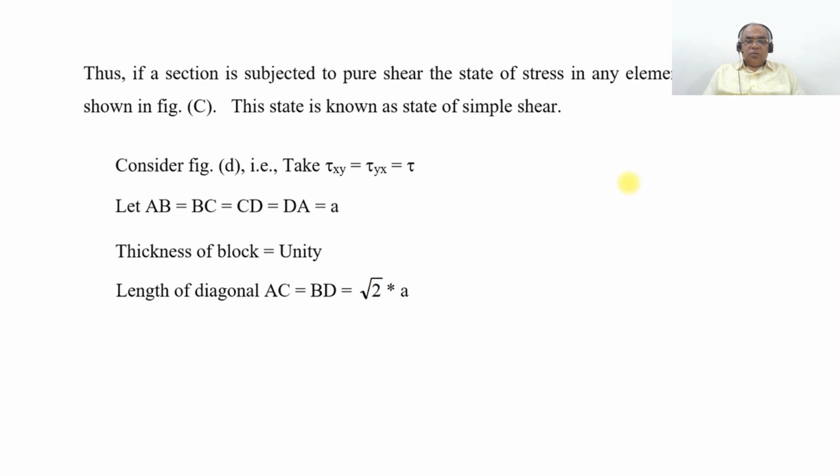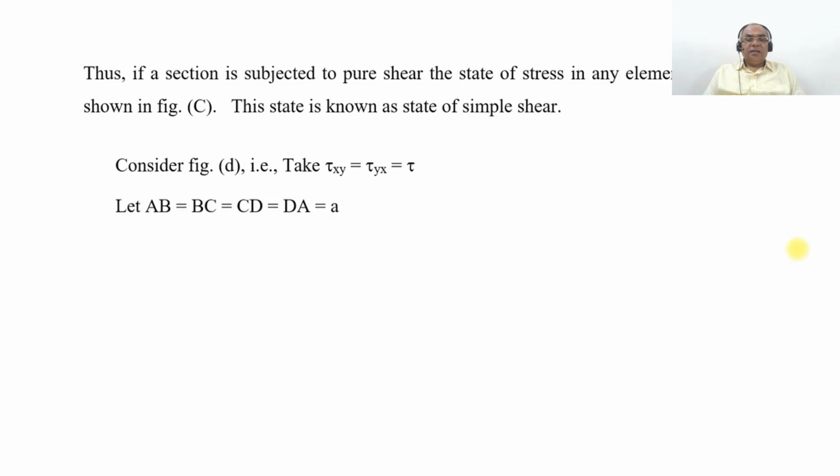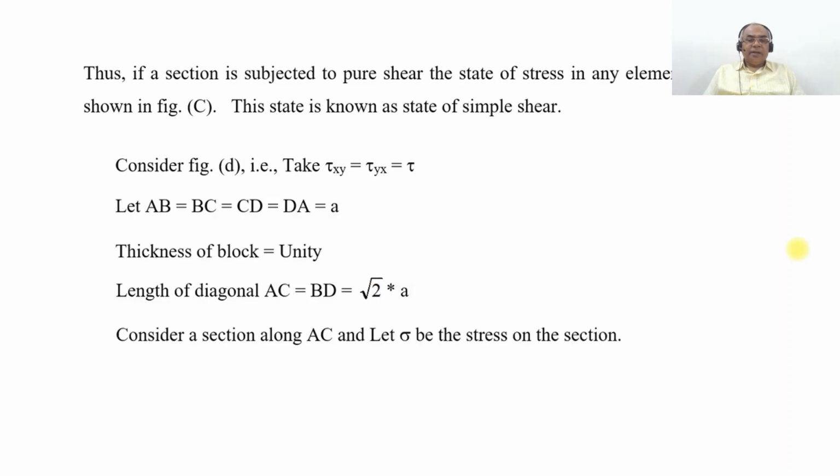So what is the length of the diagonal? The length of the diagonal AC will be equal to BD, which is equal to root 2 into A. By applying the Pythagoras theorem, if this is A and this is A, AC is equal to the square root of AB square plus BC square. AB square is A square, plus BC square is A square again. A square plus A square is 2A square. So AC is the square root of 2A square, which is root 2 into root of A square, root 2 into A. That is the reason why the length of the diagonal AC is root 2 into A.